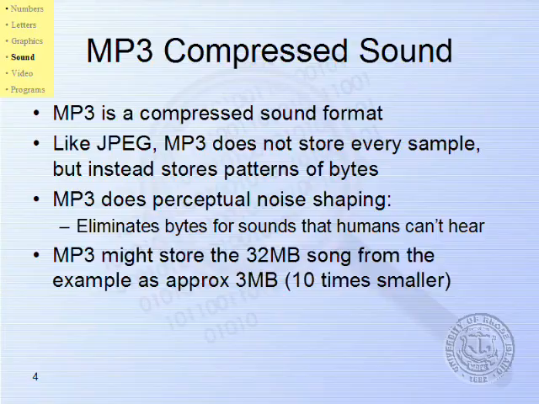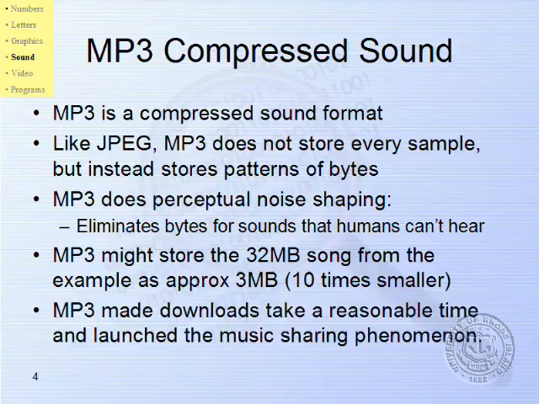MP3 usually achieves about 10 times smaller files. So the 32 megabyte song that we talked about before, the 3-minute song in 32 megabytes, using MP3 compression gets down to about 3 megabytes. 3 megabytes is a much more reasonable download.